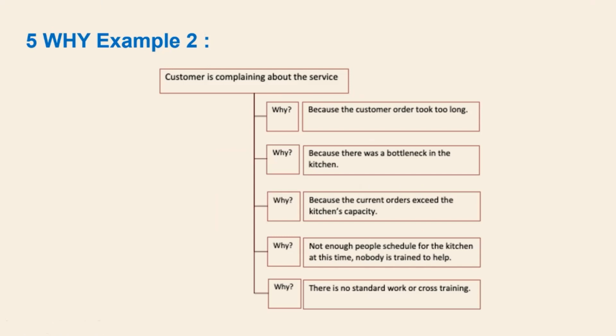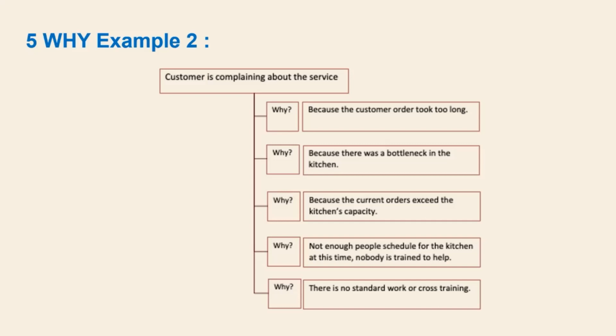I'm asking why, because the customer order took too long. And I'm asking again why, because there was a bottleneck in the kitchen. This is related to a restaurant, could be Pizza Hut or something. I'm asking why. It says because the current orders exceed the kitchen's capacity.